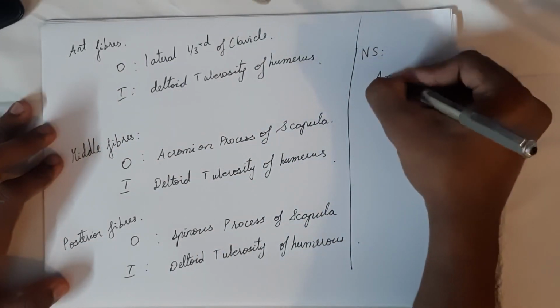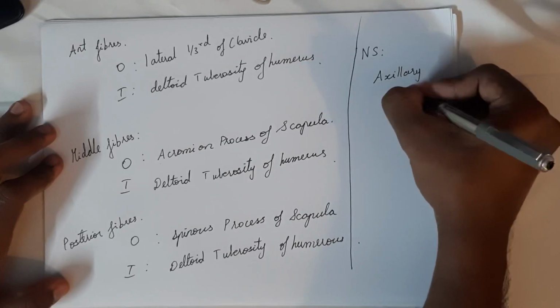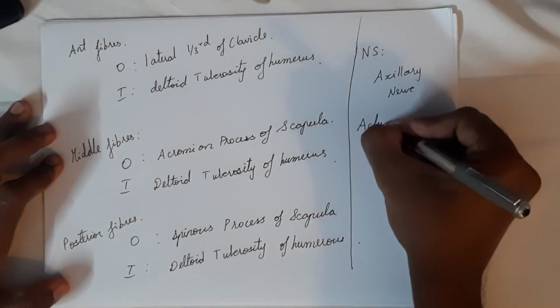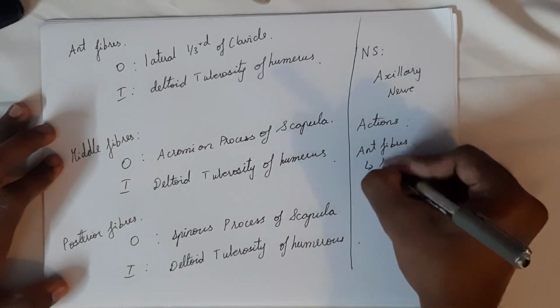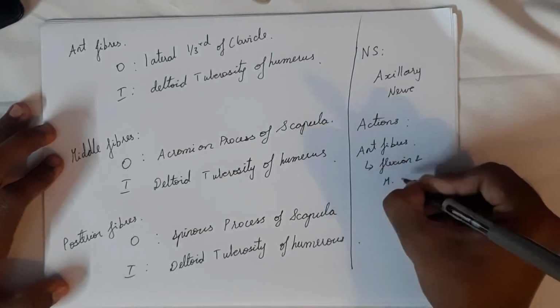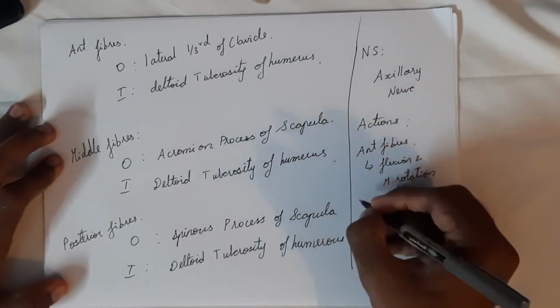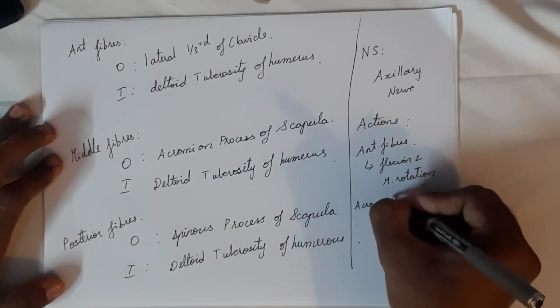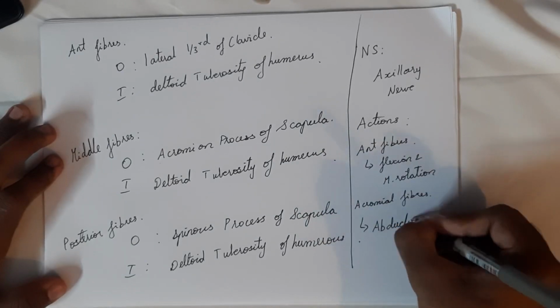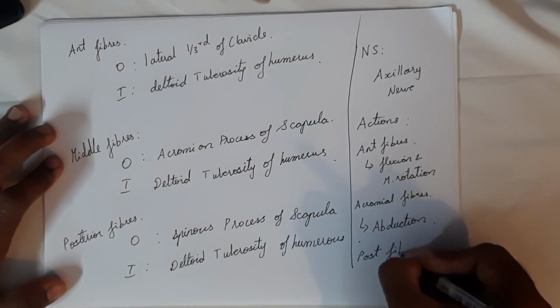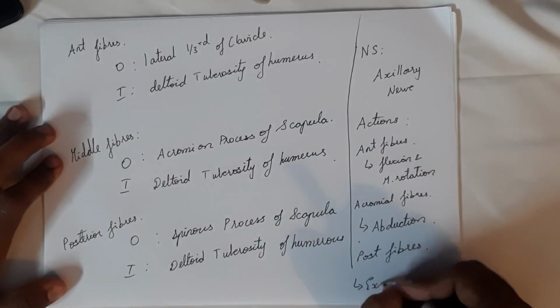And now we move on to the nerve supply, which is by the axillary nerve. Actions of deltoid. For anterior fibers, it causes flexion and medial rotation. For acromial fibers, it causes abduction. And for the posterior fibers, it causes extension of the shoulder joint.